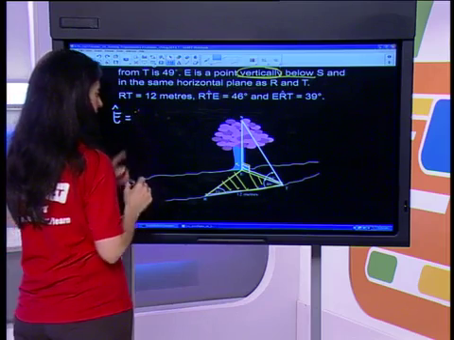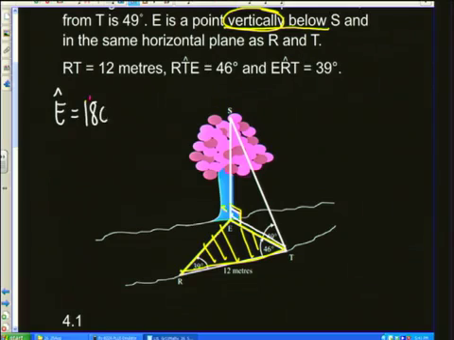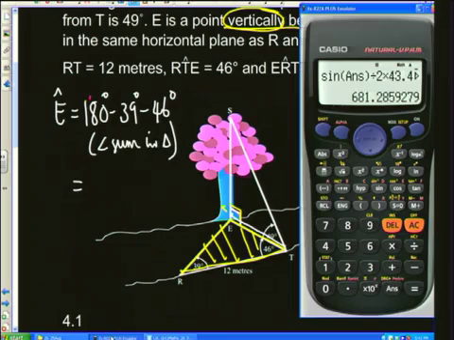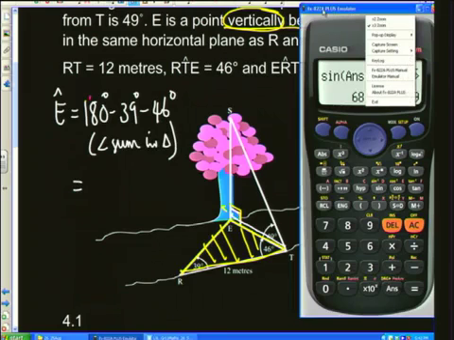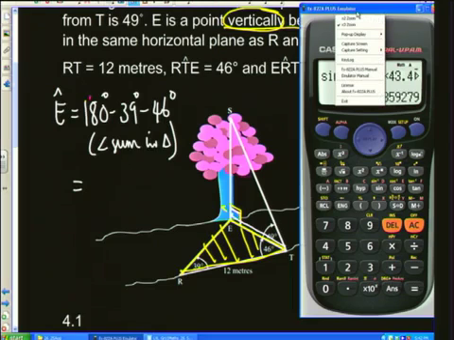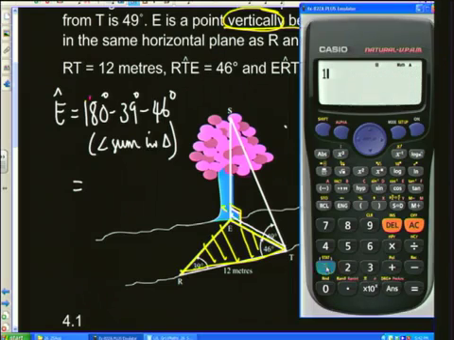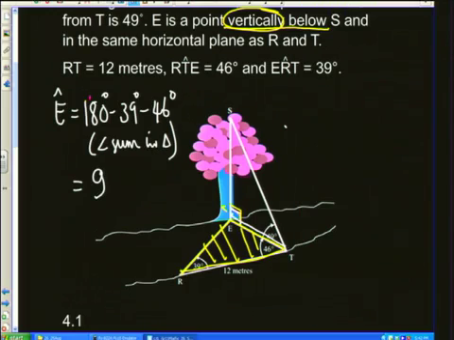Angle E would be 180 take away the 39 and the 46, and the reason is angle sum in triangle. If we do our little sum, we have 180 minus 39 minus 46, and we get 95. So angle E is 95.